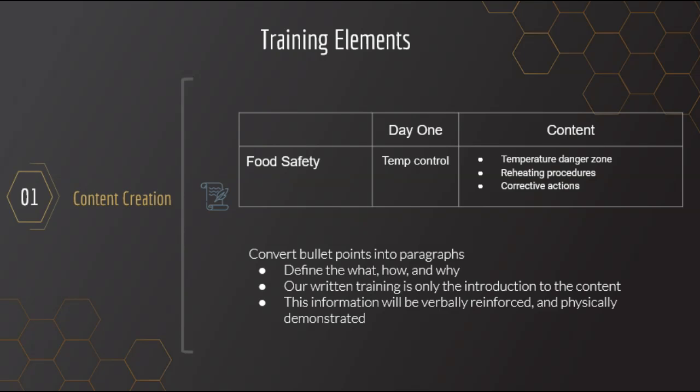Once we have our full outline in place, we convert our bullet points into paragraphs. In our long-form content, we want to make sure to expand on what, how, and why for each bullet point. Within the scope of our entire training program, this written information is really just an introduction to content. This information should all be reinforced in the training process with our training teams while working the shift.